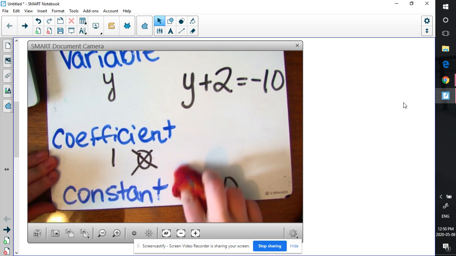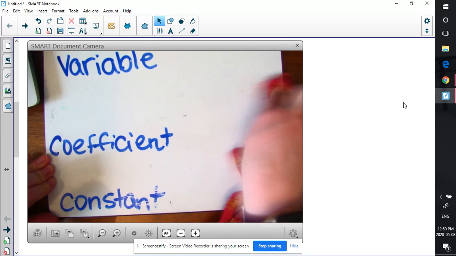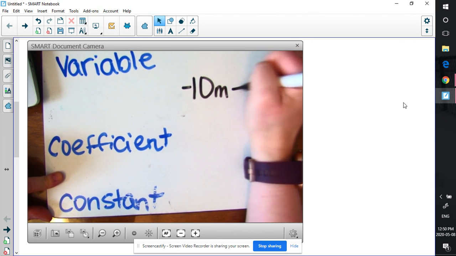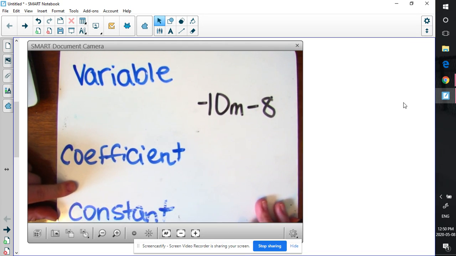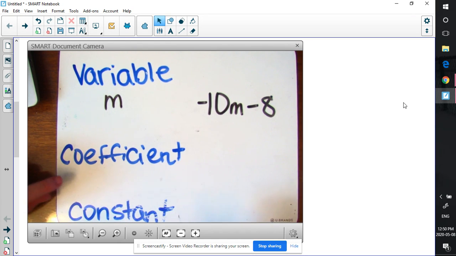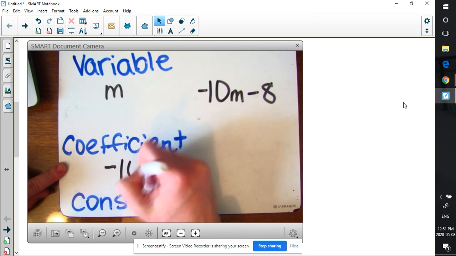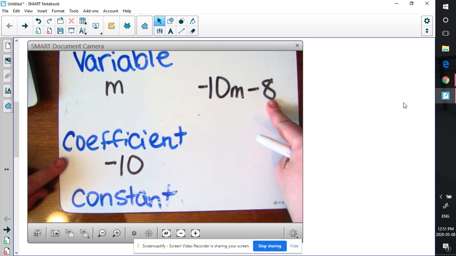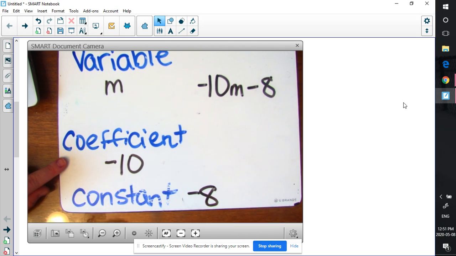Let's do another example. Last example. Okay, negative 10m minus 8. So the variable is the letter. So the variable is m. The coefficient is the number directly in front of the variable. So that is negative 10. Can't forget about that. The constant is the number that's not attached. And since it's minus 8 for our constant, whenever you see that, you're going to put a negative.